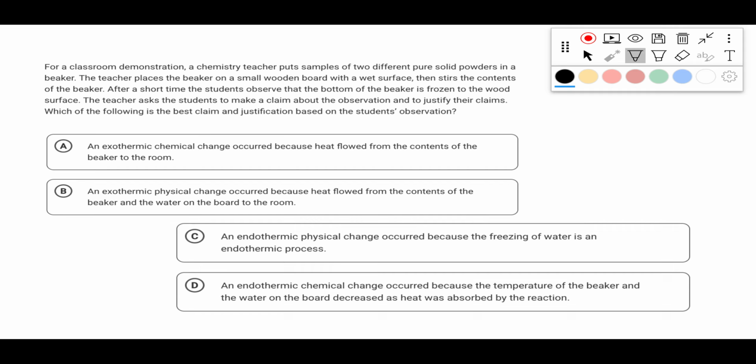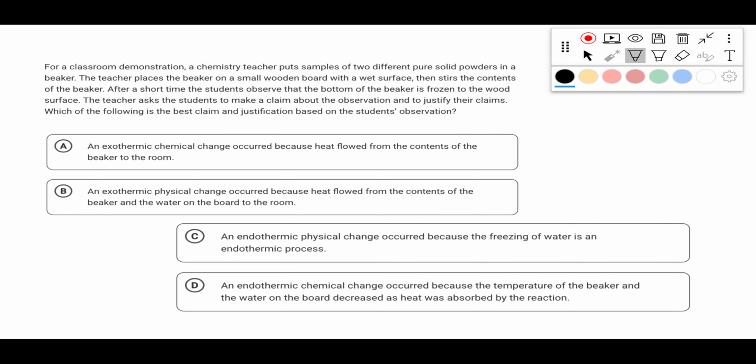For a classroom demonstration, a chemistry teacher puts samples of two different pure solid powders in a beaker. The teacher places the beaker on a small wooden board with a wet surface, then stirs the contents of the beaker. After a short time, the students observe that the bottom of the beaker is frozen to the wood surface. The teacher asks the students to make a claim about the observation and to justify the claims. Which of the following is the best claim and justification based on the students' observations?